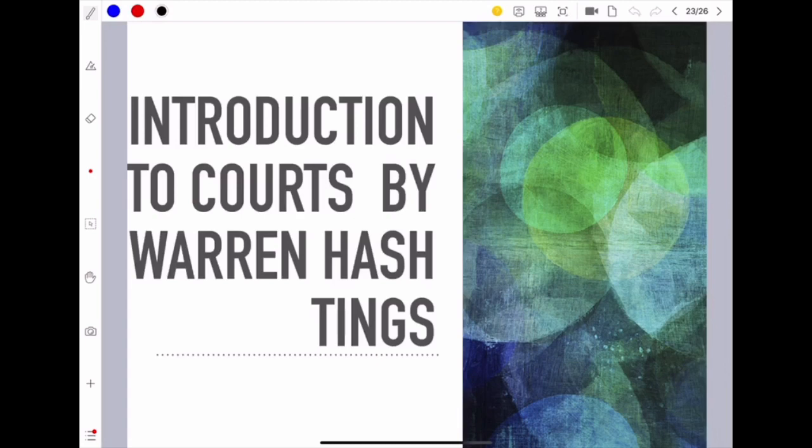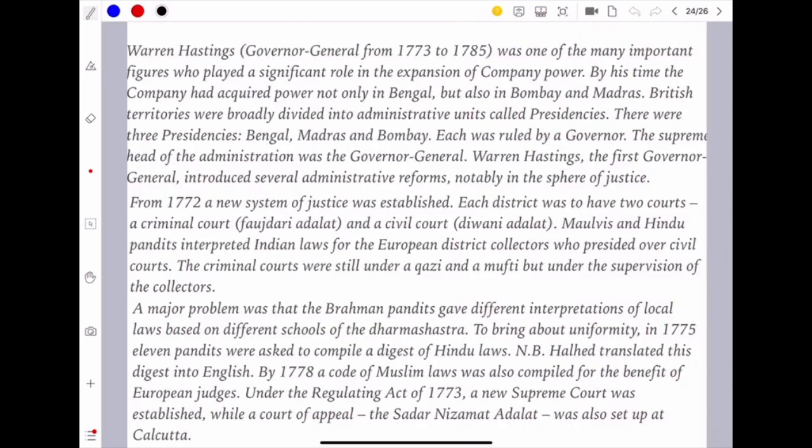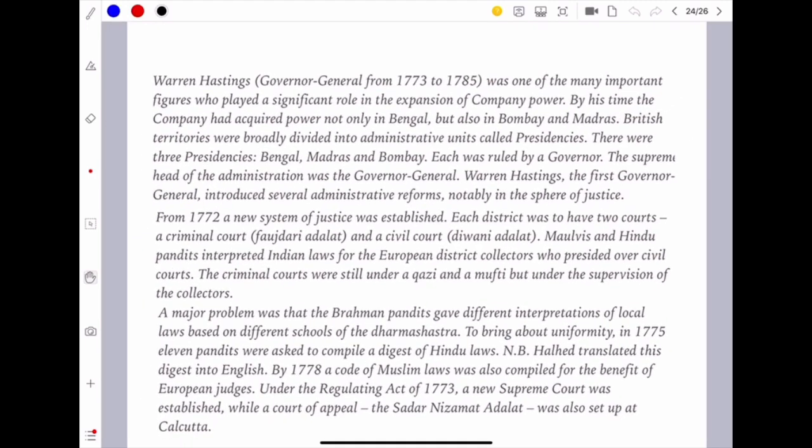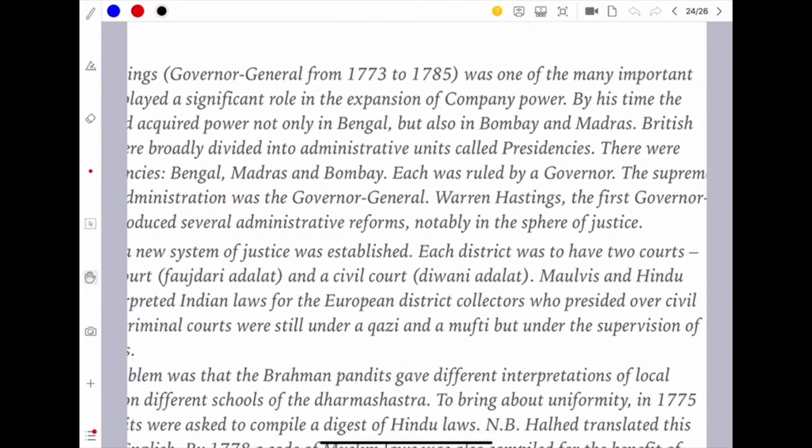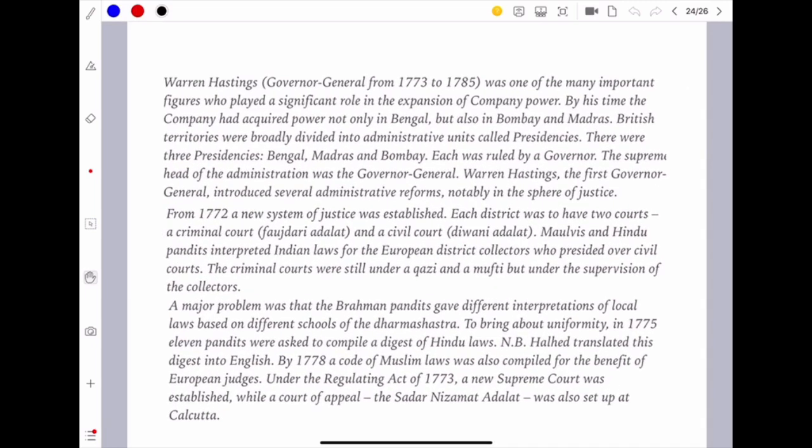Introduction of Codes by Warren Hastings. This topic isn't in your books, but it is in your course, so I'm explaining it to you. Warren Hastings was one of the many important figures who played a significant role in the expansion of the company's power. By his time in the company, he had acquired power not only in Bengal, but also in Bombay and Madras. British territories were broadly divided into administrative units called presidencies.